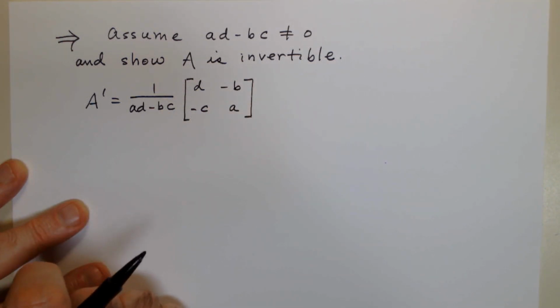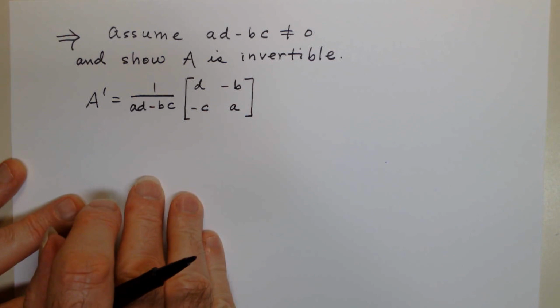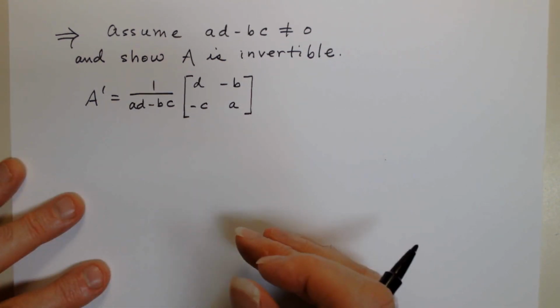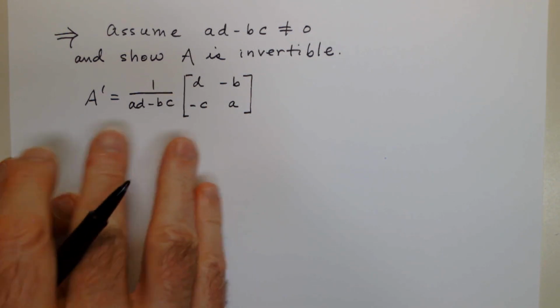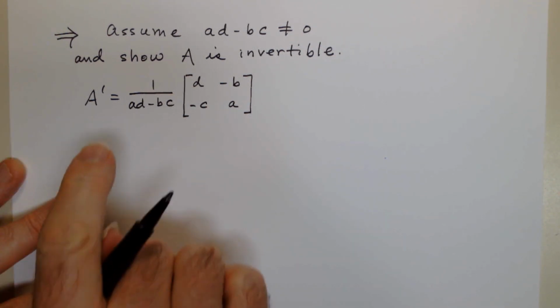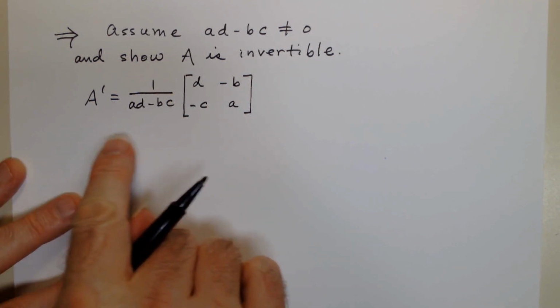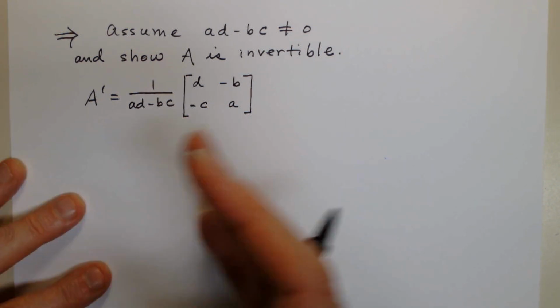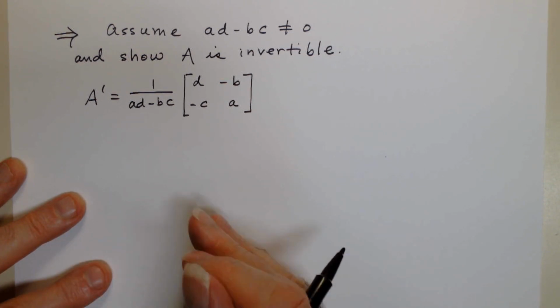I'm going to call that matrix, right now, A prime. I'm going to show that it's the inverse, but right now I'm just thinking of it as a candidate for the inverse. We don't know that it's the inverse yet, so we're not going to name it that yet. But we're going to check. We're going to multiply A times A prime, and then we're going to multiply A prime times A, and we're going to show that in both cases we get the 2 by 2 identity matrix.